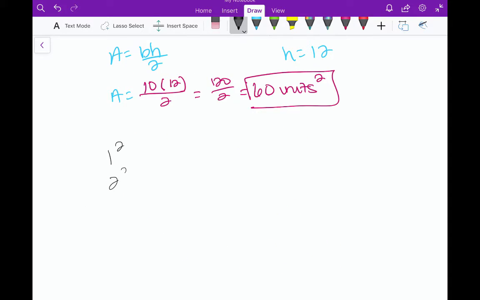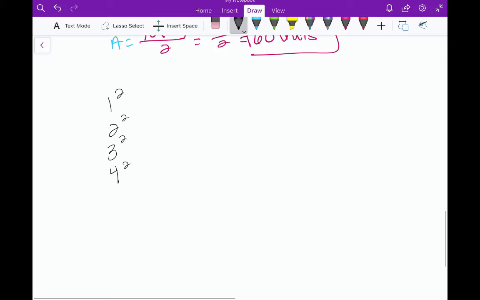The last thing you need to know is you need to have the perfect squares memorized 1 through 15. Okay, and so what you need to do in your notes is you need to make a list of the perfect squares 1 through 15. So I'm sort of writing out what you need to know here.